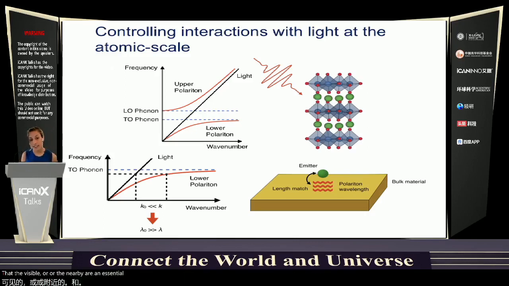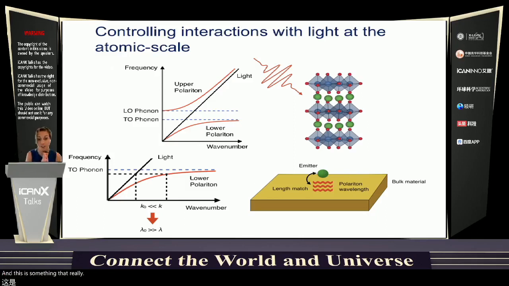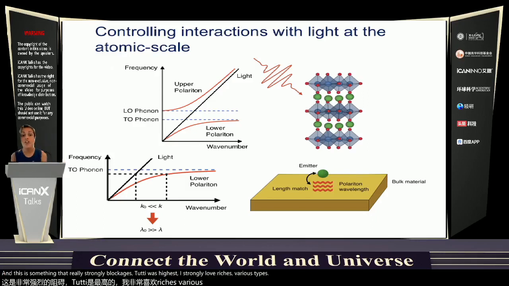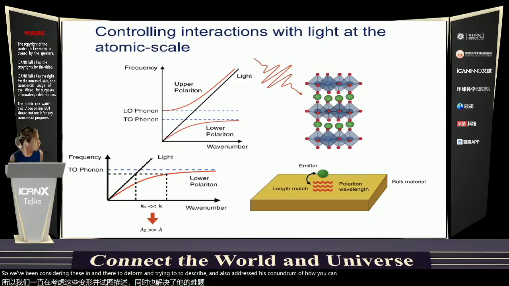And essentially, these phonon-polaritons provide a way for us to get extreme confinement of electromagnetic energy. And this is something that really strongly leverages 2D materials, strongly leverages various types of new nanomaterials that have been developed, and it brings essentially optical control to the atomic scale limit. So we've been considering these in their 2D form and trying to describe and also address this conundrum of how you can get phonon-polaritons even in true 2D layers.